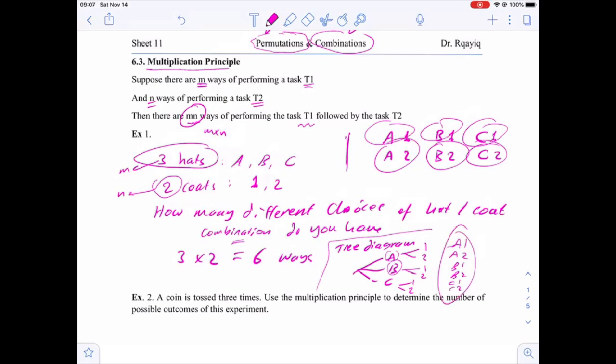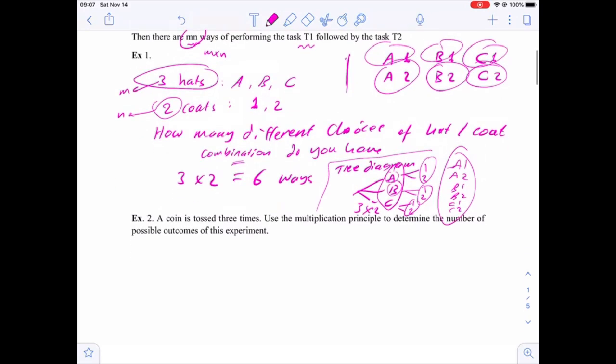So you have 6 different ways, or you can say that we have 3 choices for hats, and you only have 2 choices for the coats. So 3 times 2 is 6 according to the counting principle or multiplication principle.